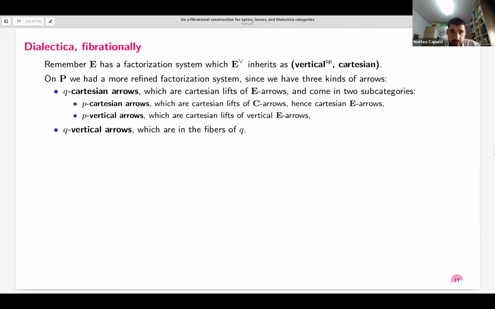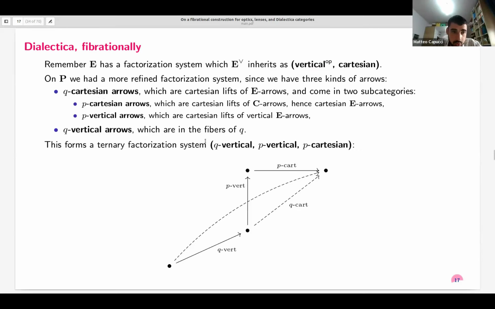Now on P, which is the topmost object, we now have a third, a more refined factorization system, which is given by Cartesian arrows back to Q, which is the projection of P onto E, which are made of Cartesian arrows and vertical arrows in P, and Q vertical arrows, which are bona fide new maps in the fibers of Q. So in practice, we have a ternary factorization system on P, the topmost category, which is given by Q vertical morphisms, P vertical morphisms, P Cartesian morphisms, okay, where these last two are factoring the Q Cartesian maps, okay?